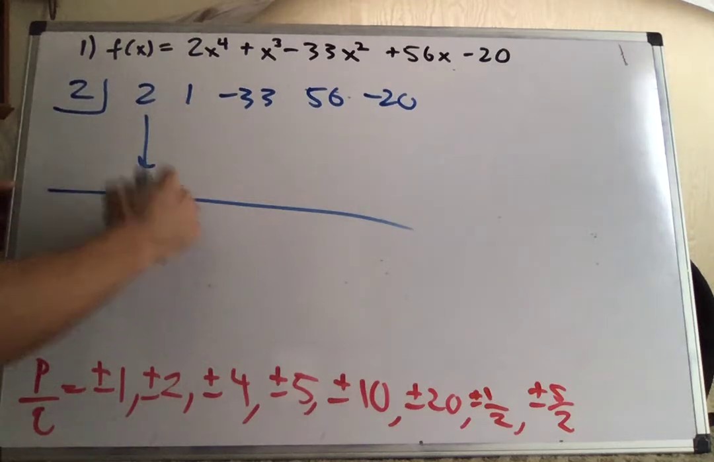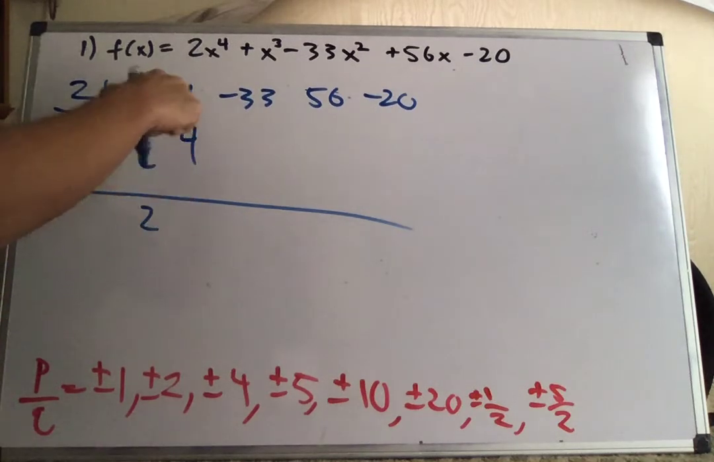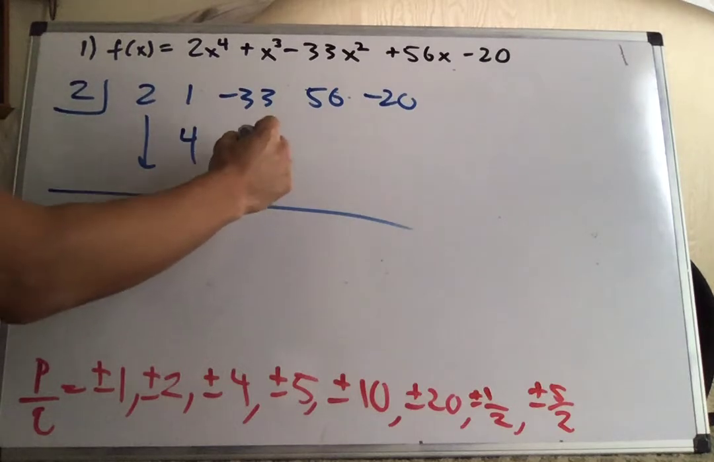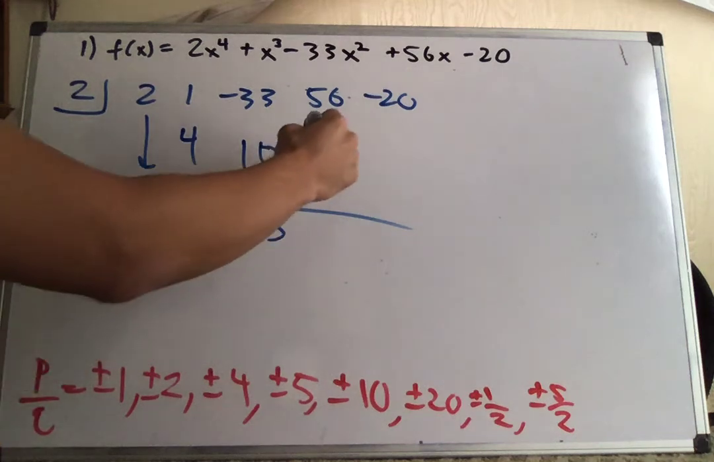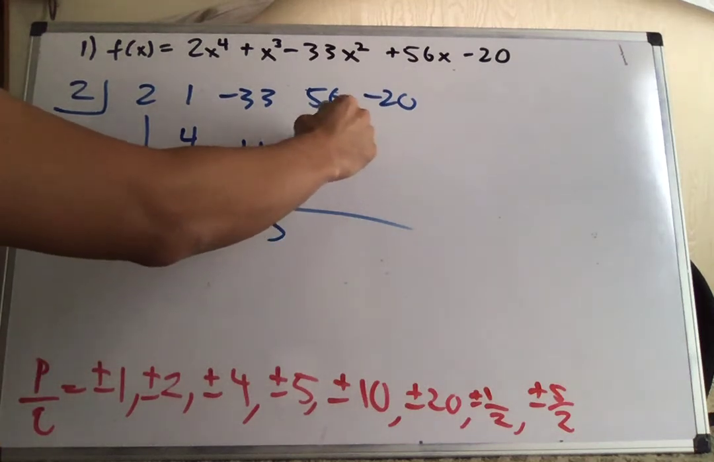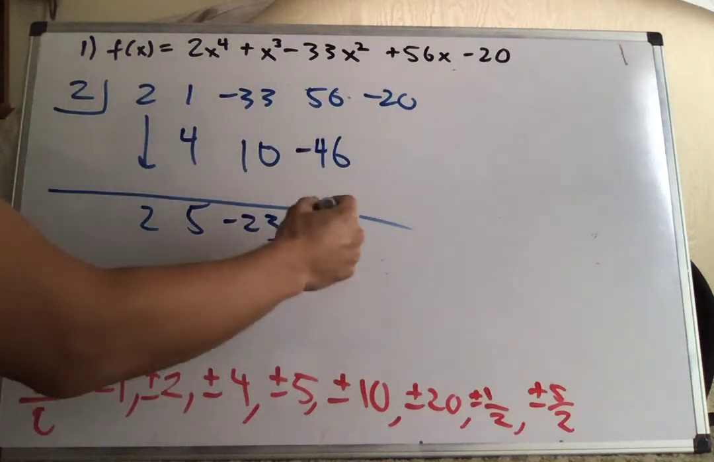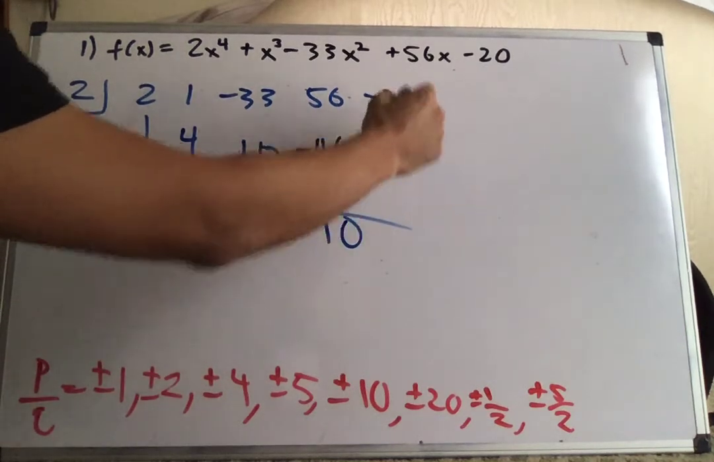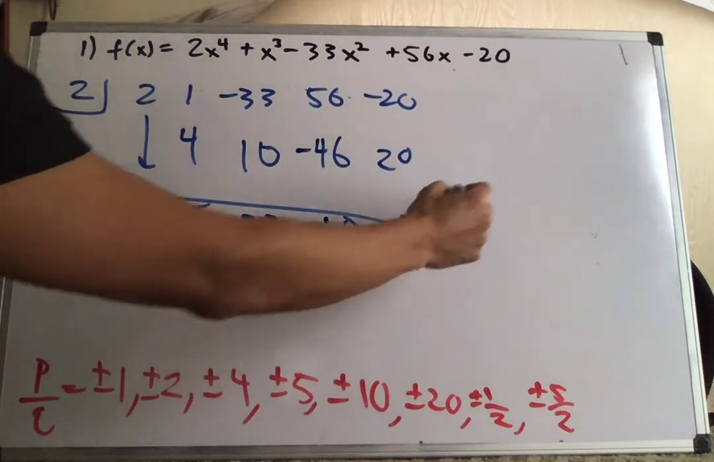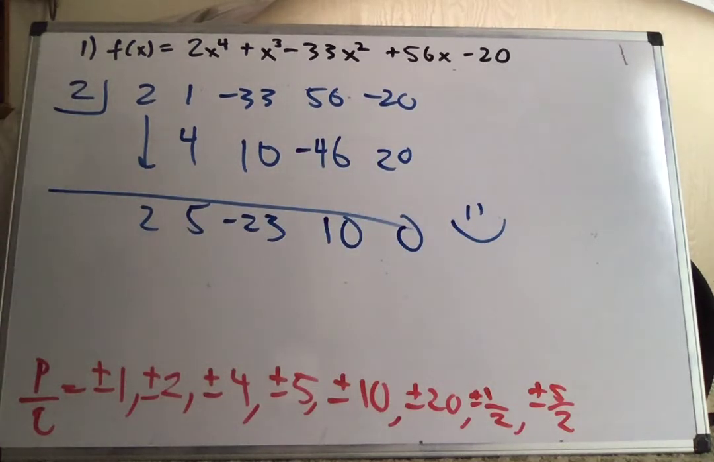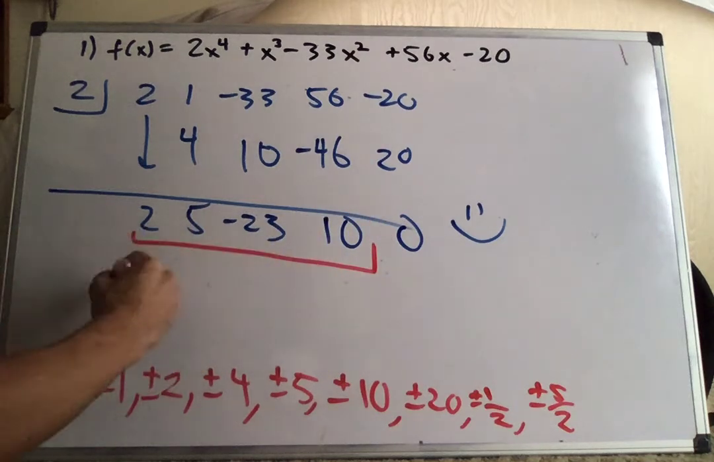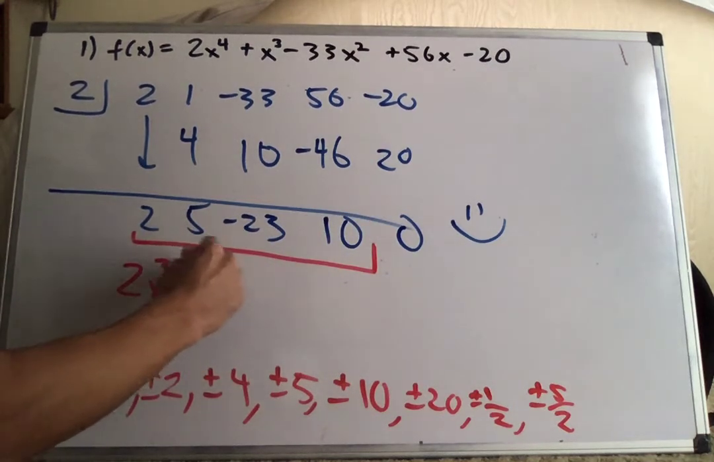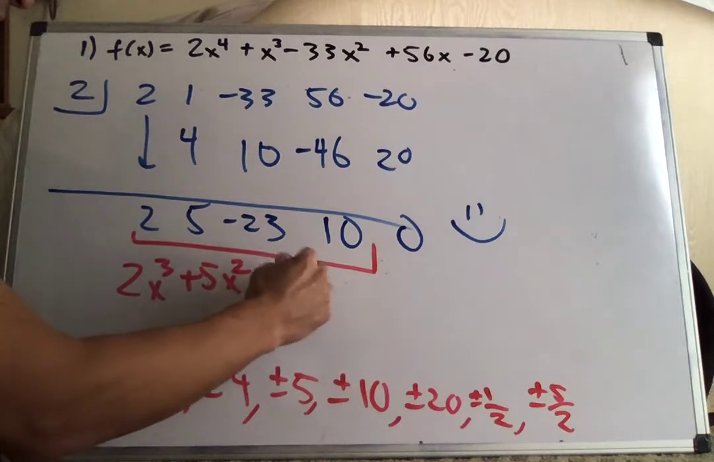Bring the 2 down. 2 times 2 is 4. 4 plus 1 is 5. Times 2 is 10. Negative 33 plus 10 is negative 23. Times 2 is negative 46. Plus 56 is 10. Times 2 is 20. And then negative 20 plus 20 is 0. So this works. That means 2 is a factor. Awesome. And not only is it a factor, but this is the polynomial that's left over: 2x cubed plus 5x squared minus 23x plus 10.